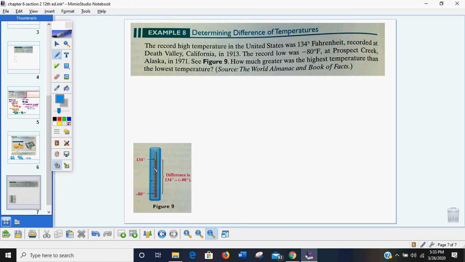Since we are increasing, you go from negative 80 to 0, you've gone up 80. And then you're going to end up going up 134 more. Since it's increased, we're going to do all positives. Okay, when you add those together, you end up with 214. So it's 214 greater than the lowest temperature.